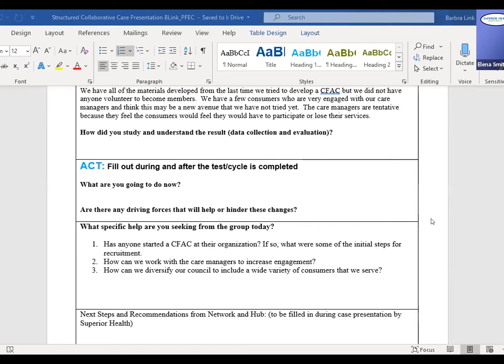So to get us started, I just want to open it up to the network. If you have any clarifying questions, we'll hold off on the recommendations to begin. But if you have any questions about what Barb explained, to get more information on her population or anything like that, feel free to ask those at this time.